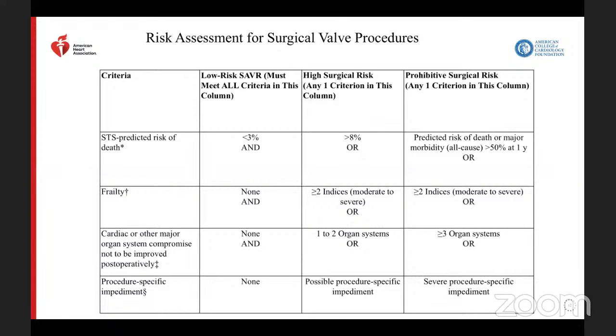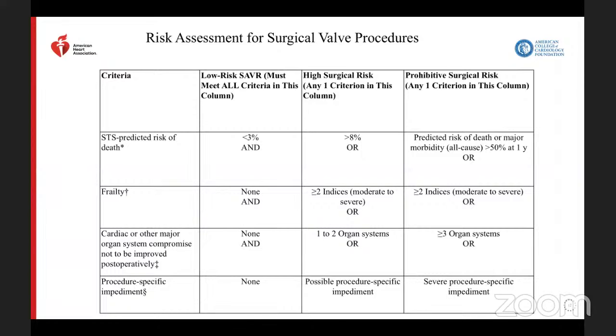And the third criteria is cardiac or other major organ systemic dysfunction, like if the patient has cardiac, kidney, pulmonary, liver dysfunction, or cancer. And the fourth criteria is procedure-specific impediments. That means if the patient during the procedure will have tracheostomy or heavily calcified porcelain ascending aorta, chest malformation, arterial coronary graft adherent to posterior chest wall, and radiation damage.